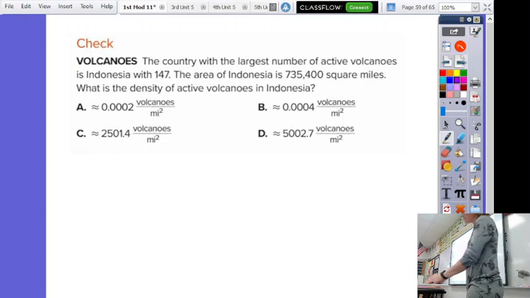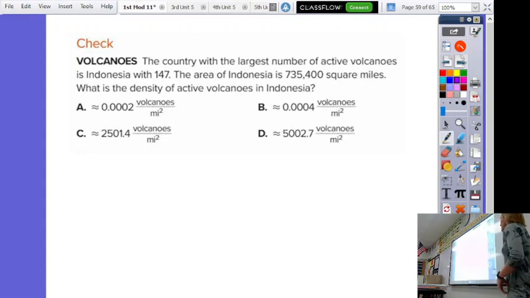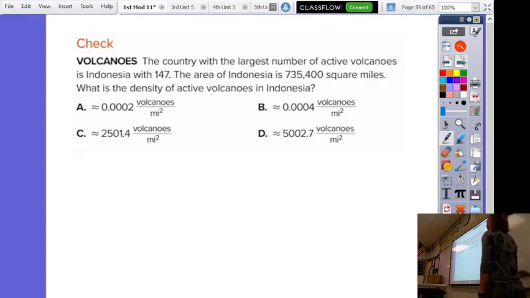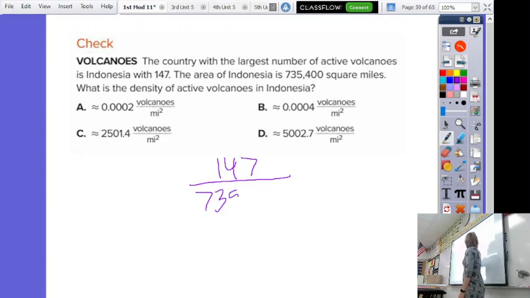If you're looking at volcanoes, the country with the largest number of active volcanoes is Indonesia with 147. The area of Indonesia is 735,400 square miles. What's the density of active volcanoes in Indonesia? You take the number of items there, 147 active volcanoes, and divide by the area. They give you the square miles, so you would divide by that.